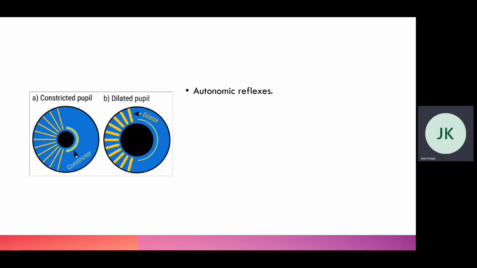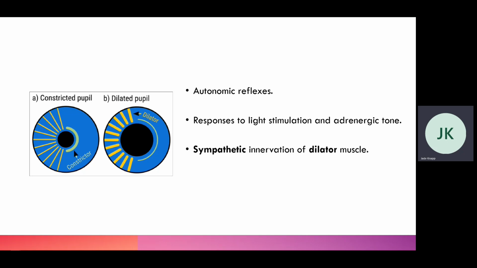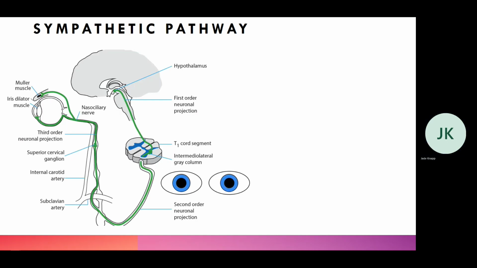Pupil reflexes are autonomic, they're not voluntary. And it's a response to adrenergic tone, as I mentioned, but also light. So very bright light, you'll constrict. And we'll get into why. And as I said, sympathetic and parasympathetic to the two muscles.